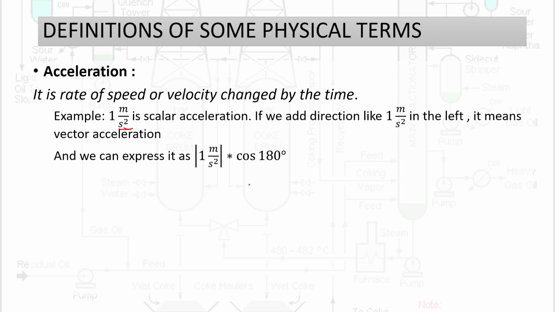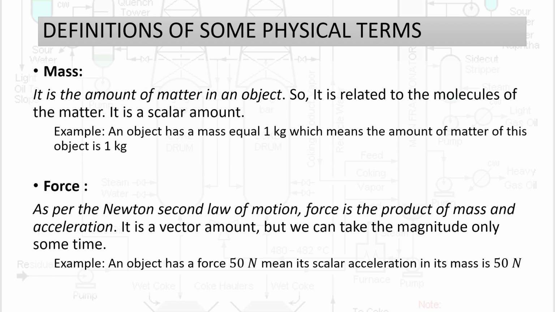Now we mentioned acceleration, distance, velocity. Now we'll go to the mass, which is expressed as the amount of matter in an object. It is related to the molecules of the matter. It is a scalar amount. Scalar, it cannot become a vector.